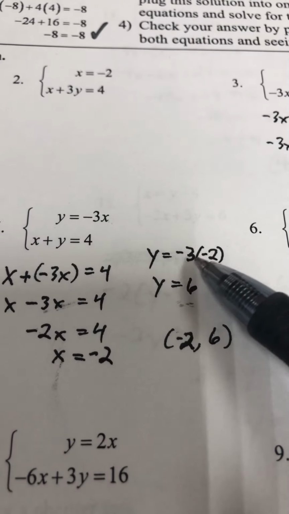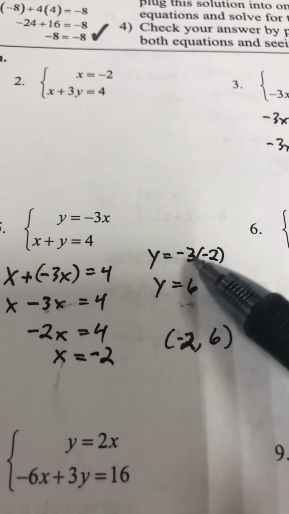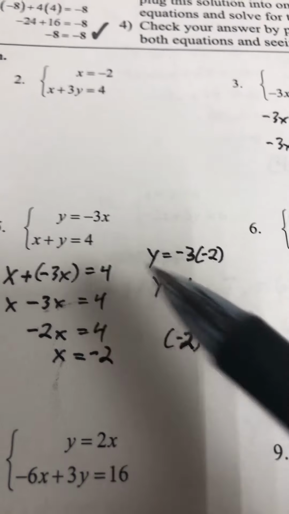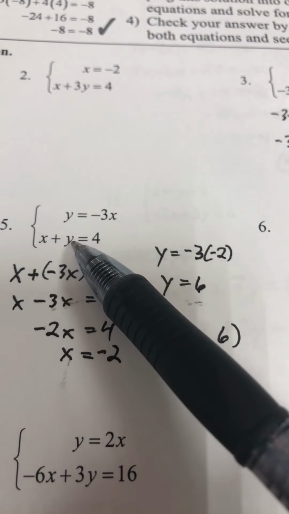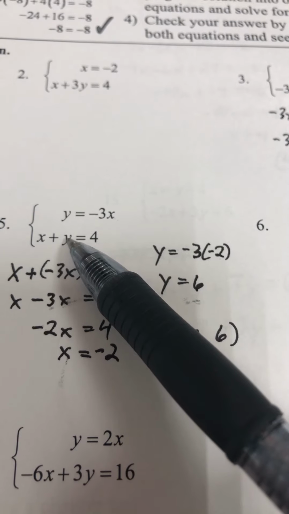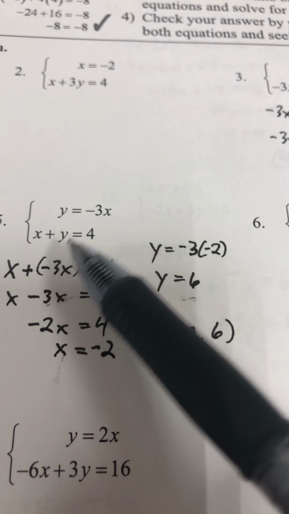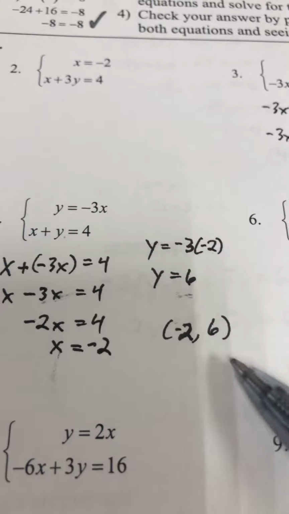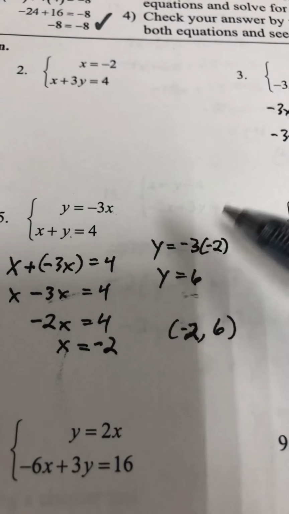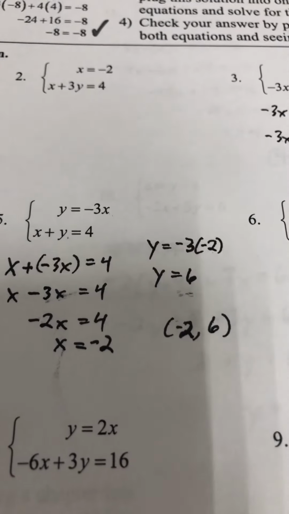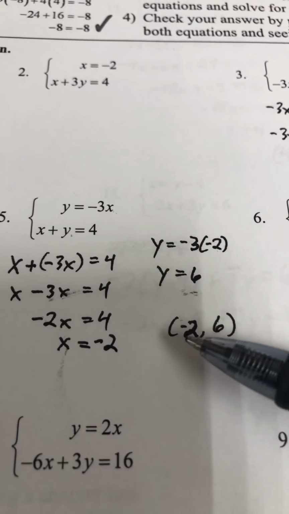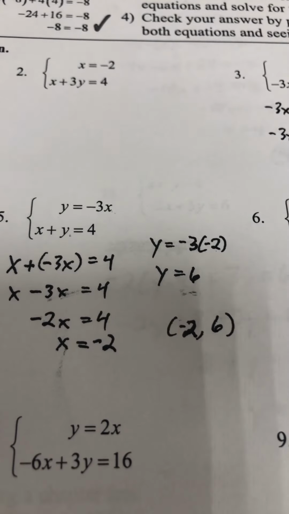So I plug in my negative 2. Negative 3 times negative 2 gives me 6. I could plug it in here too if I want. I could put in negative 2, and then if I were to add 2 to both sides, notice 4 plus 2 would be 6. You'd get the same answer. It's just easier to do it this way. So my solution is negative 2, 6.